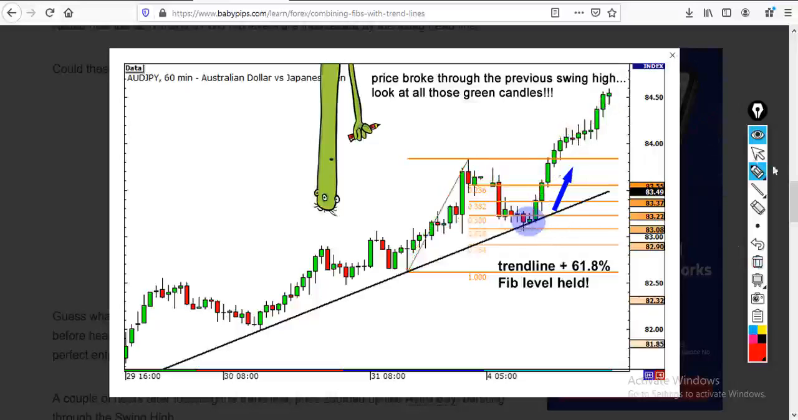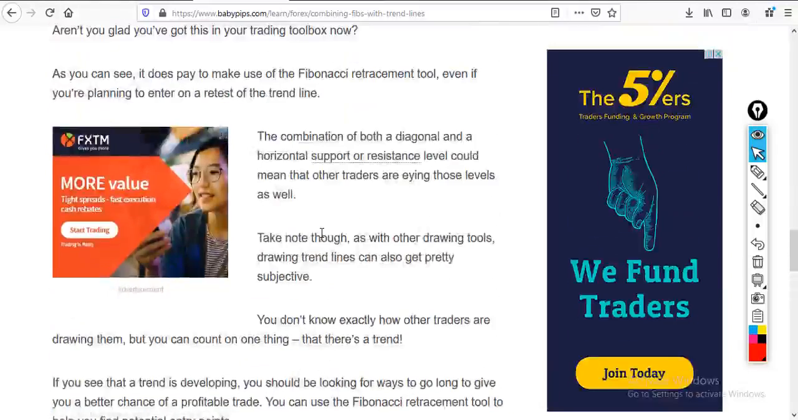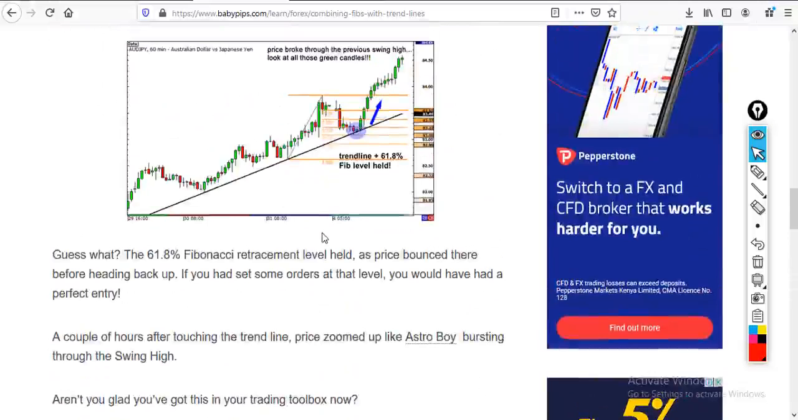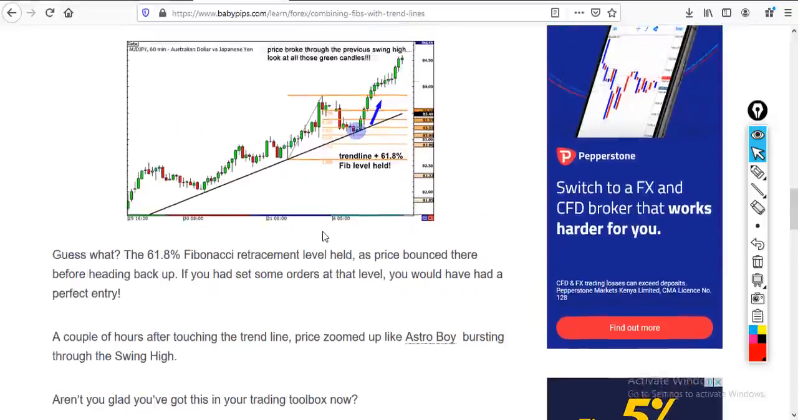So if we actually take our time to make it a practice, how to use these fib levels, you'll be able to see that you can combine support and resistance lines, swing high and swing low, and the trend line, to be able to determine good areas or levels in the market where you can take a trade.